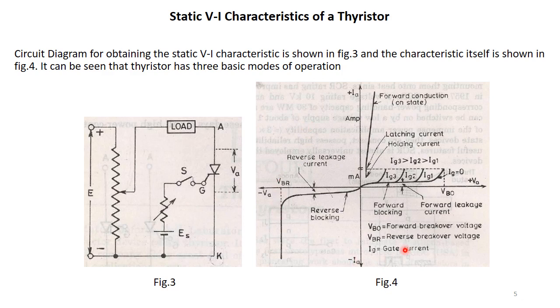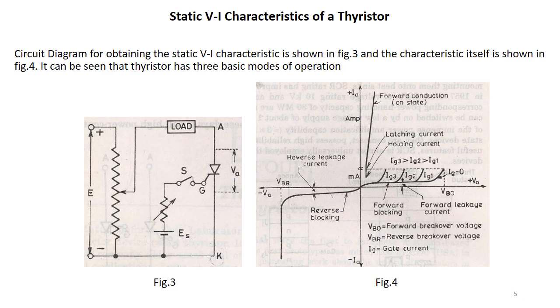From the figure 4, you can visualize that a thyristor has three basic modes of operation. One is the reverse blocking mode, the other one is the forward blocking mode, and the third mode is the forward conduction mode, also known as the on-state mode. I'm going to discuss with you these three modes of operation one by one. First is the reverse blocking mode.